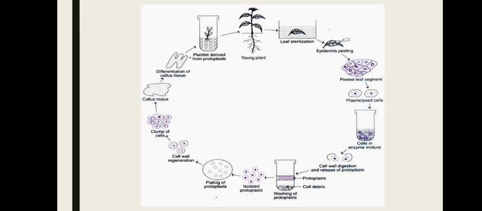The isolated protoplasts are then subjected to culture, which is called protoplast culture, by providing suitable culturing conditions. Upon appropriate conditions, the cell wall gets regenerated around protoplasts, which undergo successive divisions to form a mass of undifferentiated cells known as callus, which then gets differentiated into tissues.